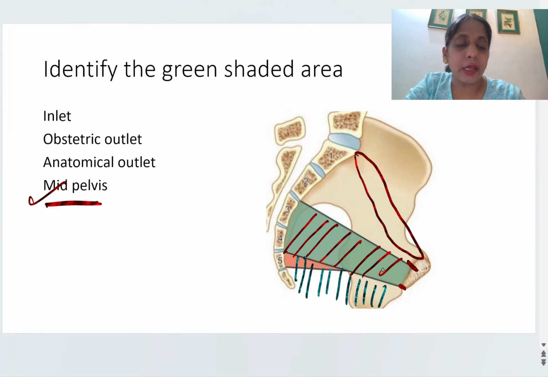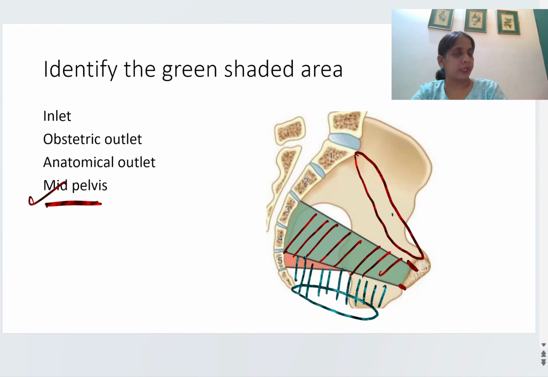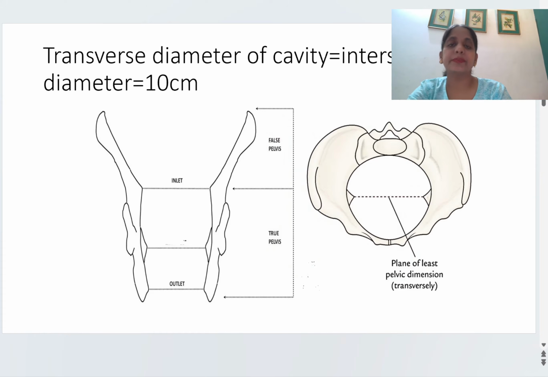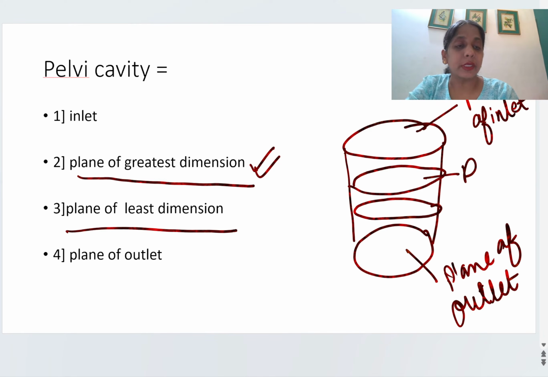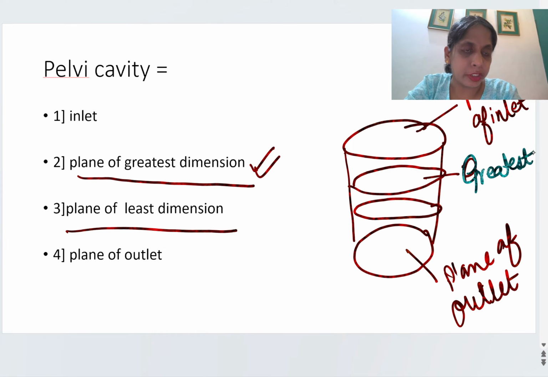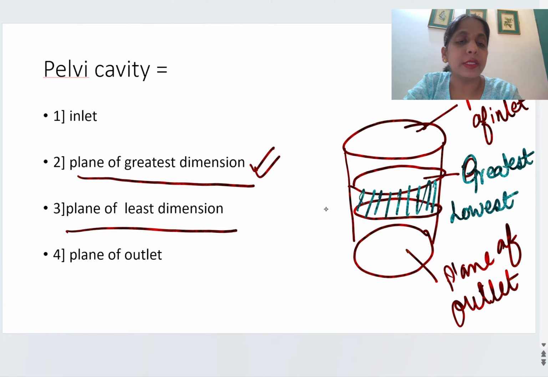Okay, this is the mid pelvis, this is the inlet, and this is the anatomical outlet. So the mid pelvis is the answer. I hope you understand. Now after dividing this, we have seen that this was the plane of the greatest pelvic dimension and below is the lowest pelvic dimension. So the space between the greatest and the lowest pelvic dimension is the mid pelvis.